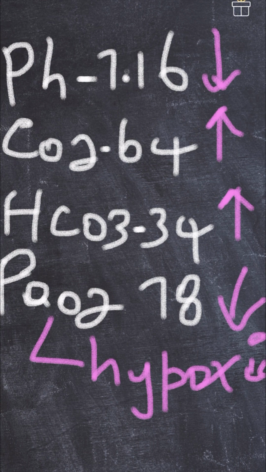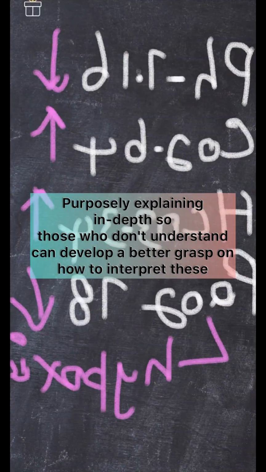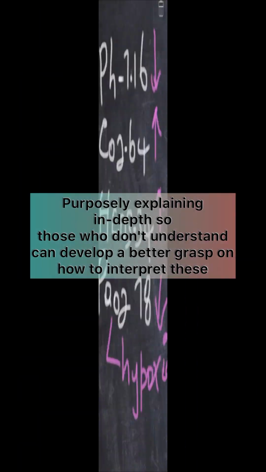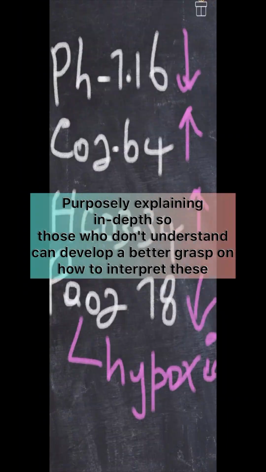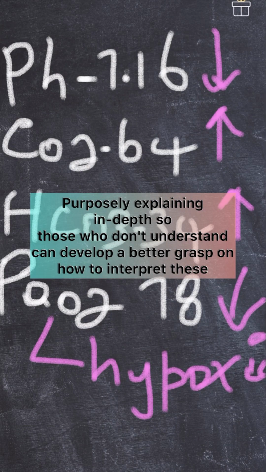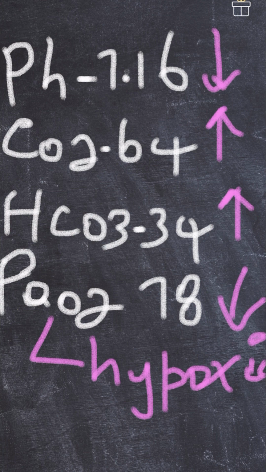Are we having full compensation or partial compensation? We are having partial compensation. How do we know this? Because the pH is not normal. So even though we are seeing an increase in the bicarb, the fact remains the pH is not normal. So when the pH is not normal, but we are seeing abnormal values in the bicarb levels, we know that we are getting partial compensation.